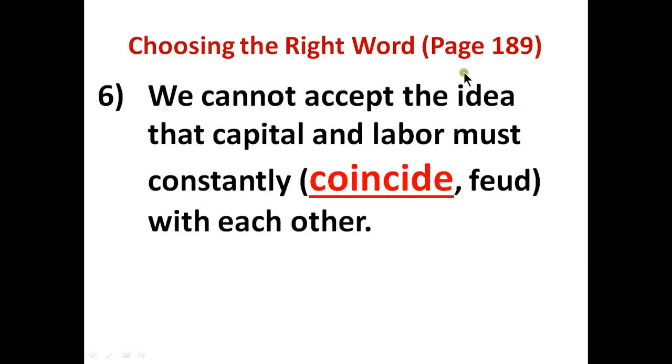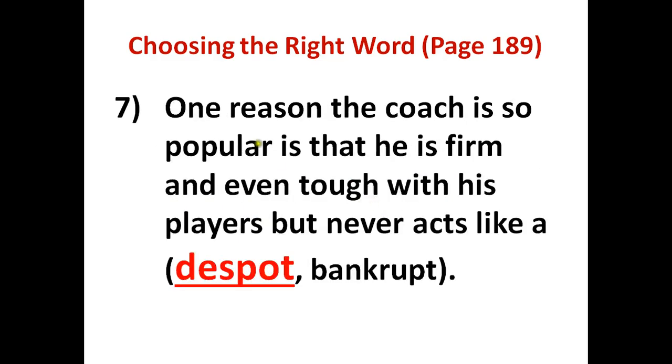Number 6. On page 189. We cannot accept the idea that capital and labor must constantly coincide with each other. Coincide is the answer for number 6. It means having similarity with another thing. Number 7. One reason the coach is so popular is that he's firm and even tough with his players but never acts like a despot. Despot is a ruler or a tyrant who thinks that he has got absolute powers.